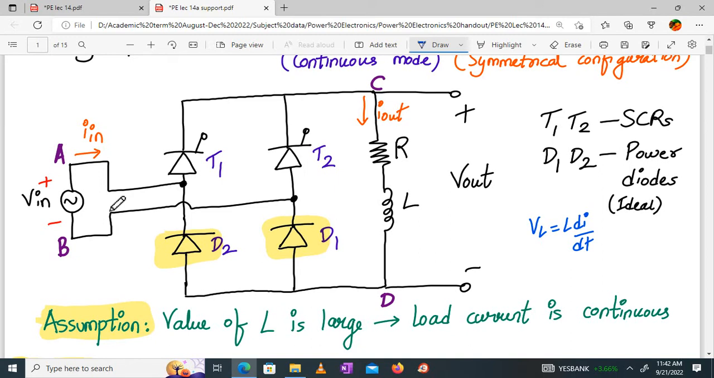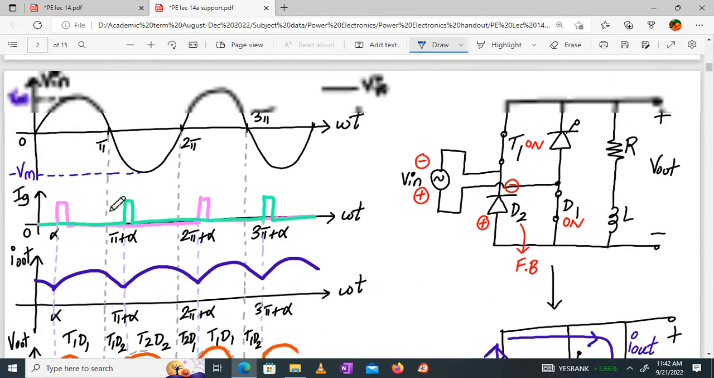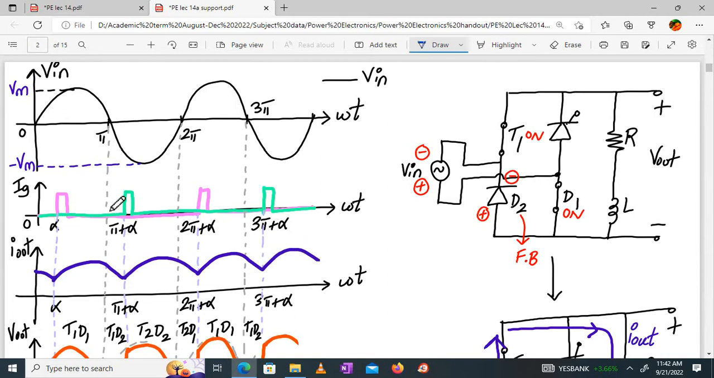Today I will follow a different approach because I have to cover a wide variety. I won't be drawing the waveform. I have already drawn the waveform and I'll explain from there, part by part. These are the waveforms. I'll keep the waveforms on one side and start explaining now. So load current is continuous. This is the meaning of load current continuous.